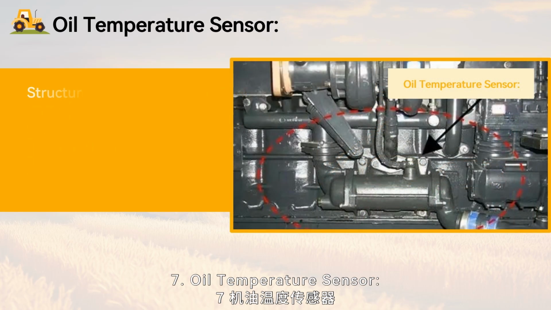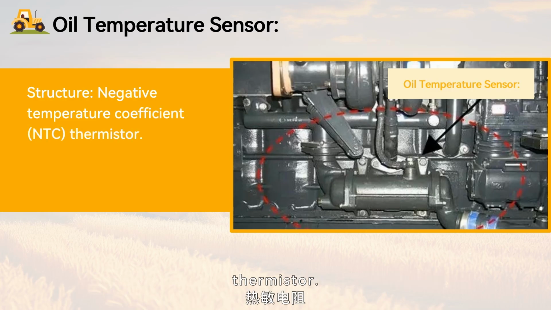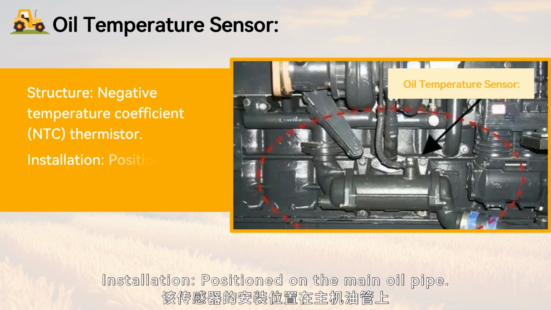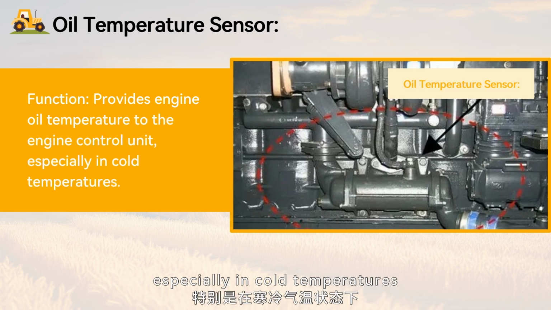7. Oil temperature sensor. Structure: negative temperature coefficient (NTC) thermistor. Installation: positioned on the main oil pipe. Function: provides engine oil temperature to the engine control unit, especially in cold temperatures.